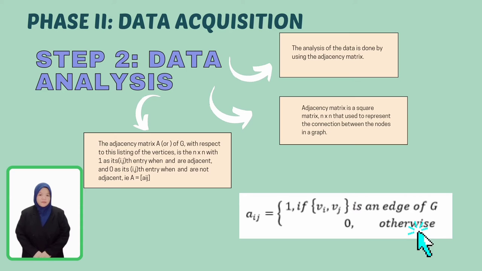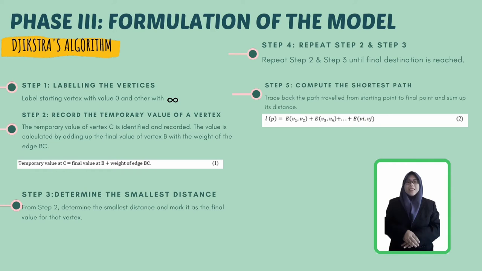Step 2, data analysis. Analysis of data is done by using an adjacency matrix. An adjacency matrix is a square matrix n times n that is used to represent the connections between the nodes in a graph. Phase 3, formulation of the model, Dijkstra algorithm.